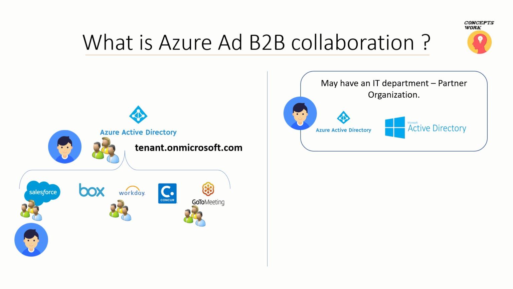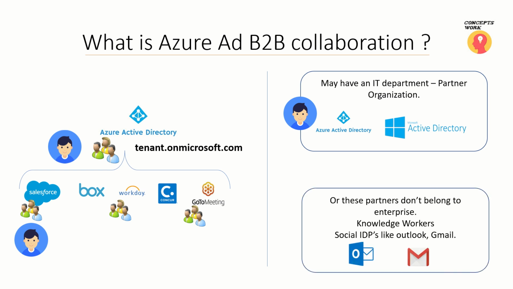But now let's consider an example wherein the large enterprise is going to work with users who don't belong to an enterprise, like knowledge workers or freelancers, who usually prefer one single identity for everything, and they might come up with an identity belonging to a social IDP like Outlook or Gmail. So the B2B collaboration is now not limited only to Azure Active Directory. You can add social IDPs, and in fact identities from different identity providers as well.